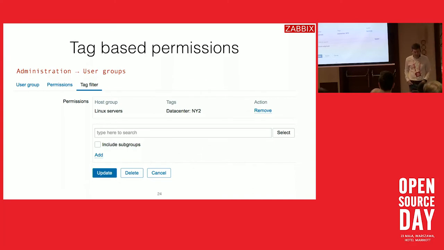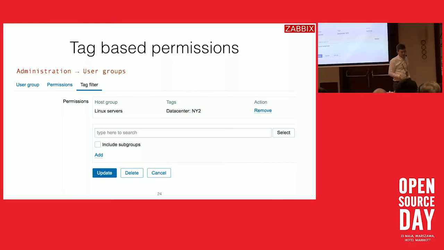In 4.0, we also implemented a nice feature, which is called tag-based permissions. So you probably know that in Zabbix we have permissions set on user group level for different host groups. So for a user group, we specify read or write permissions to a specific host group. But now you may also set up some sort of filtering based on tags. For example, you have a number of data centers, one here in Warsaw, one in New York, another one in Tokyo, and you'd like different groups of people to see different problems: New York guys see data center New York, Warsaw guys see data center Warsaw, and so on. Now it's possible to do this thanks to tag filtering.